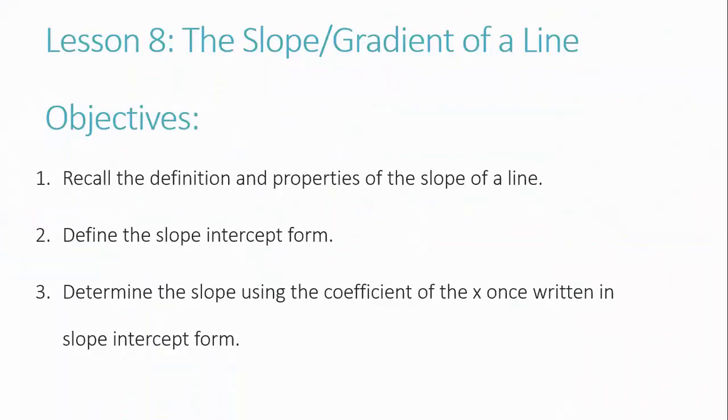So our lesson objectives for today are, objective 1, recall the definition and properties of the slope of a line. Second objective, define the slope-intercept form. And our third objective is to determine the slope using the coefficient of the x once written in slope-intercept form.